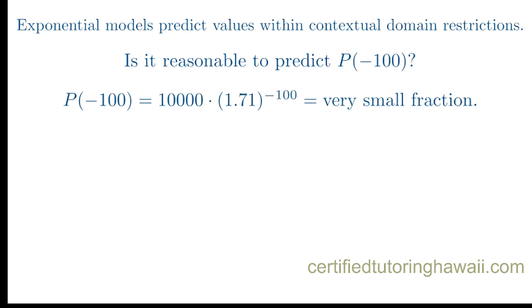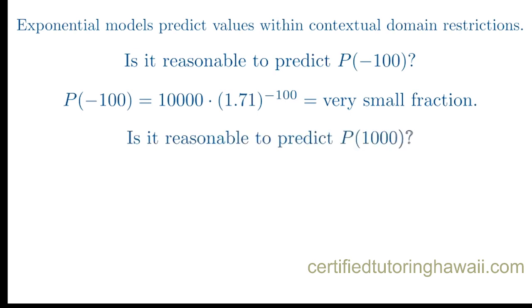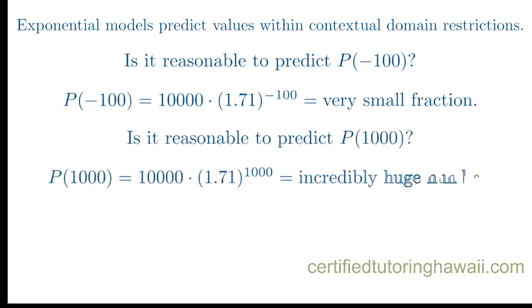The same goes for predicting the far future. What about the population at 1,000 hours? P of 1,000 would be an astronomically large number. In the real world, factors like limited space and resources would slow or stop the growth long before it reached that size. A simple exponential model doesn't account for these limiting factors.